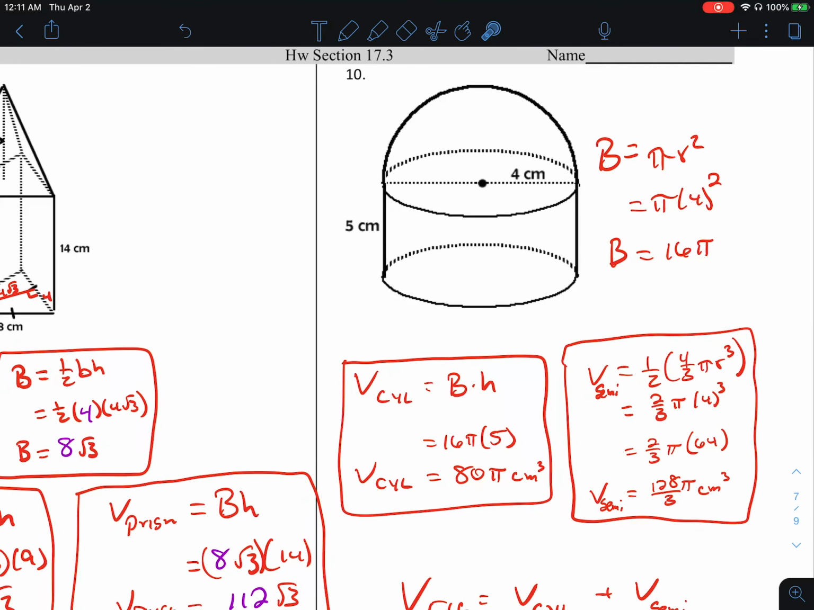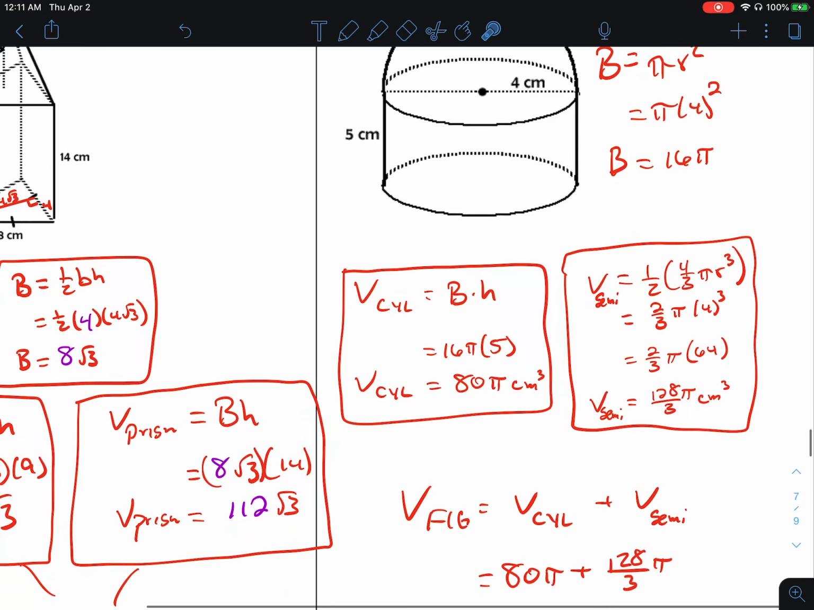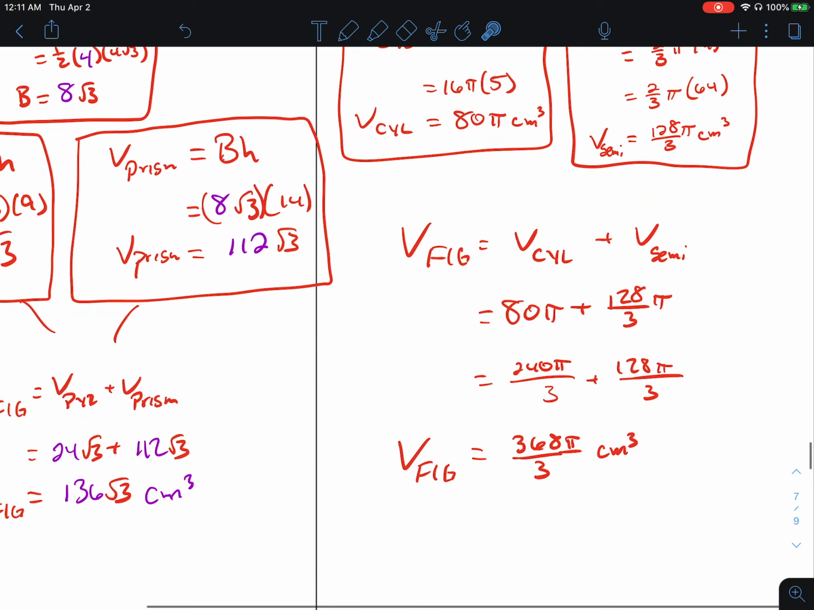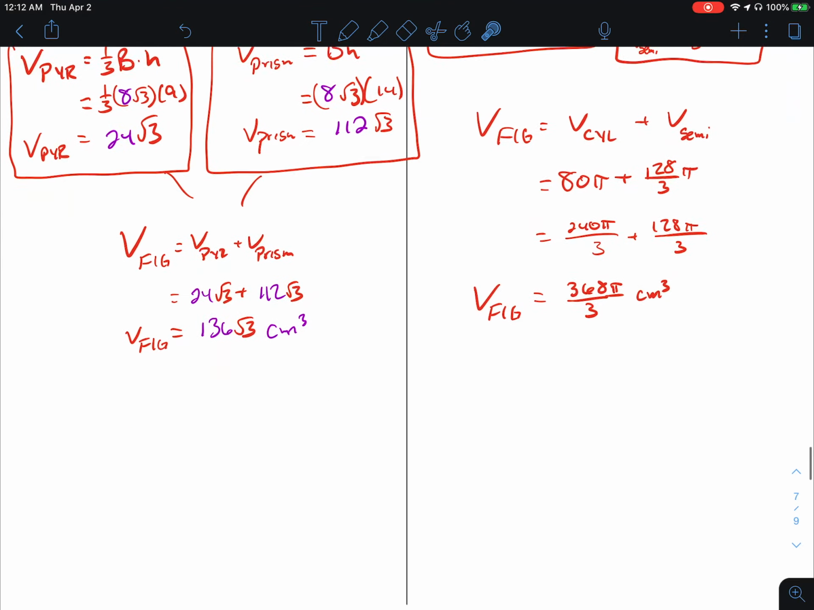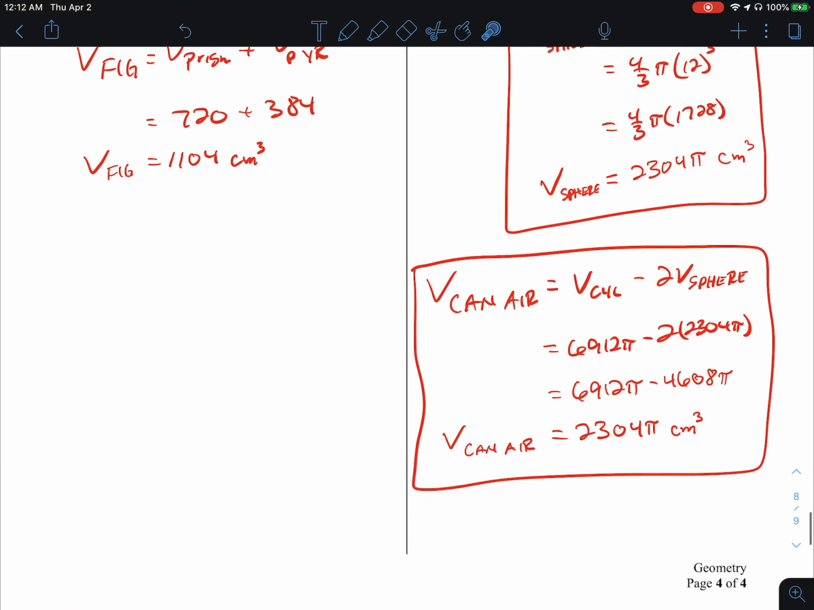For the semi-sphere, it's half, because it's half a sphere. 4/3 pi r cubed. 4 cubed is 64. Half of 4 is 2, so that's why it's 2/3. And then 2 times 64 is 128, so we get 128 pi over 3. Add those together. I get common denominators, multiply this by 1 in the form of 3 over 3. Give me 240 over 3. Add the tops, leave the bottoms the same, and that's that volume.